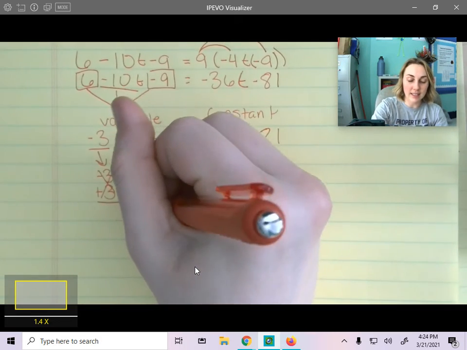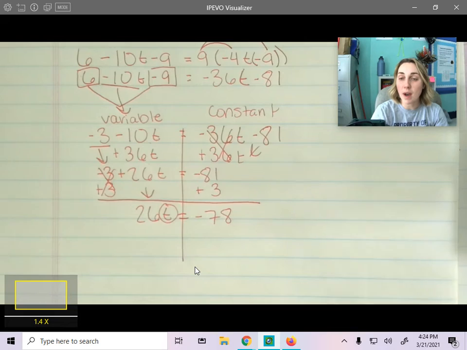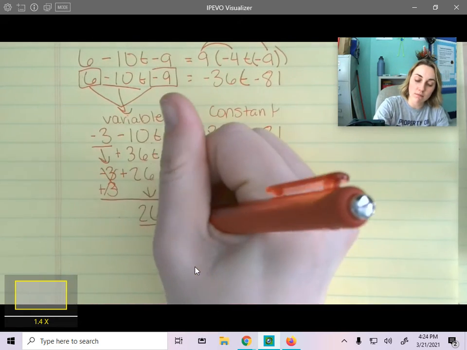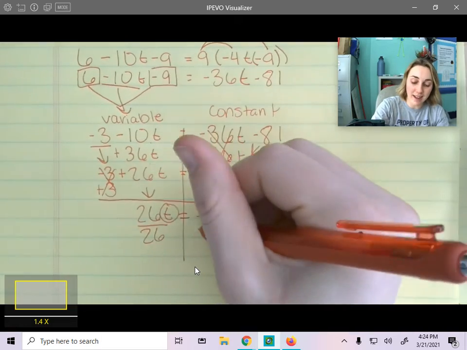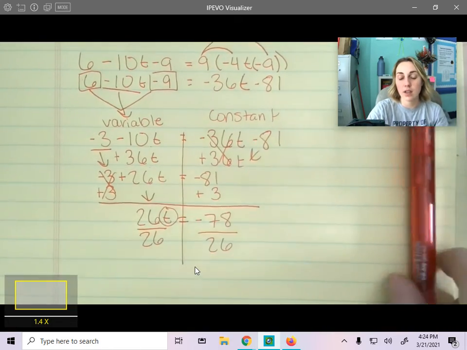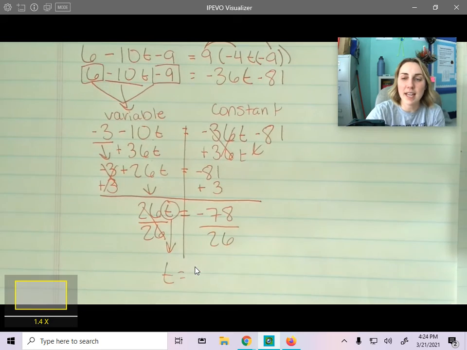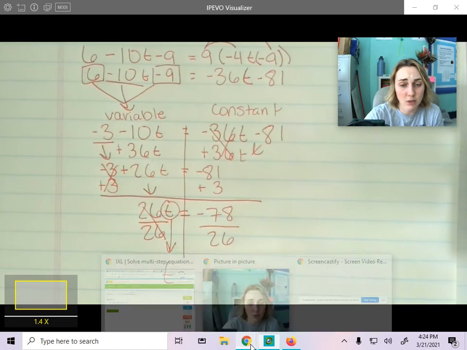I need to get the t isolated. So I need to do the opposite of 26 getting multiplied by t, which is division. If I do it on one side, I have to do it on the other side as well. So these cancel out. I'm going to bring down my t, though. And then I have negative 78, and I need to divide that by 26.